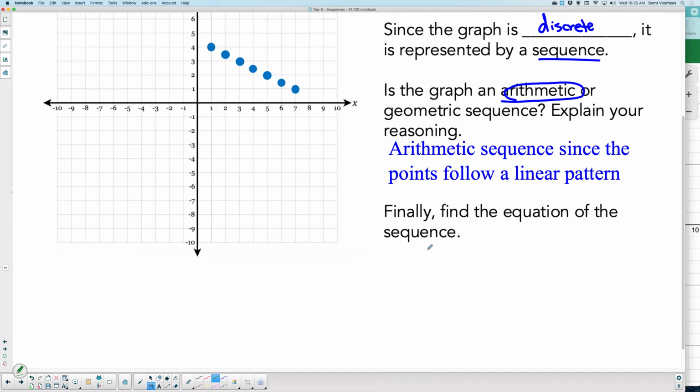arithmetic, I don't want you to forget this. Arithmetic's equation is AN equals DN plus A1 minus D. That was our equation for arithmetic. And so in this problem, how much am I changing by? If I go from 4 to 3.5, and from 3.5 to 3, and from 3 to 2.5, and from 2.5 to 2, and from 2 to 1.5, and 1.5 to 1, how much am I changing by?